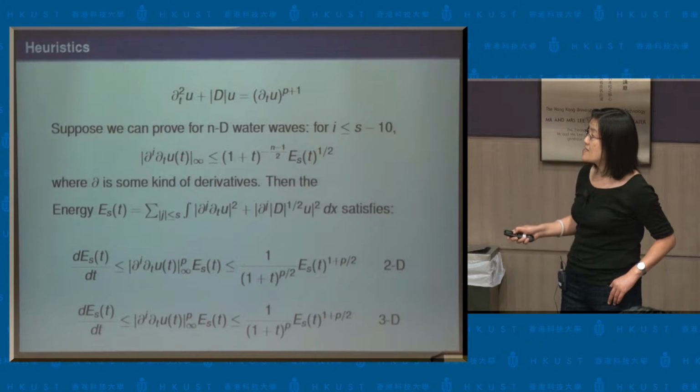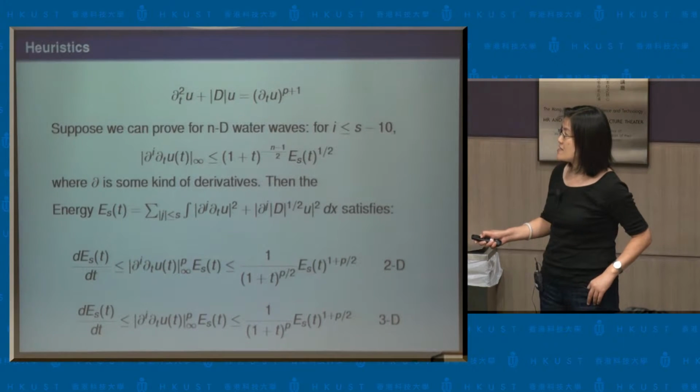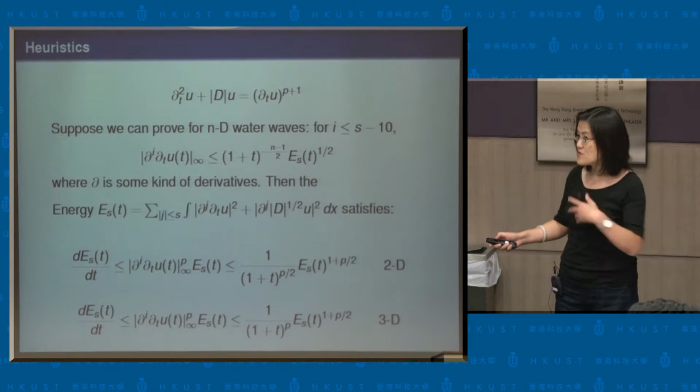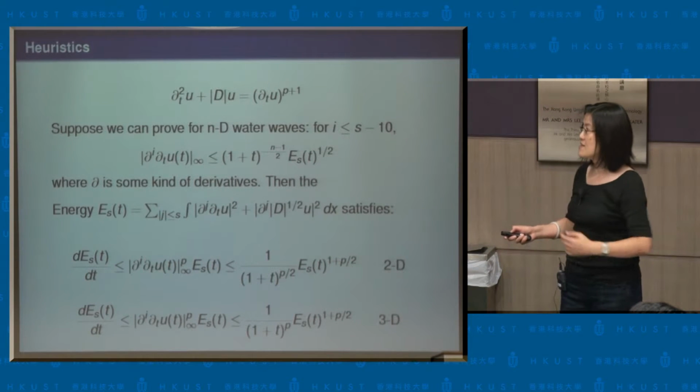And we know this L infinity norm, in other words the size of the wave, is bounded by the energy with a decay rate. So I built in the decay rate here. So this n is either 2 or 3, right? We care about 2 or 3 dimensional water waves. 3D is the one in the real world, we live in 3D, but 2D is a cross section.